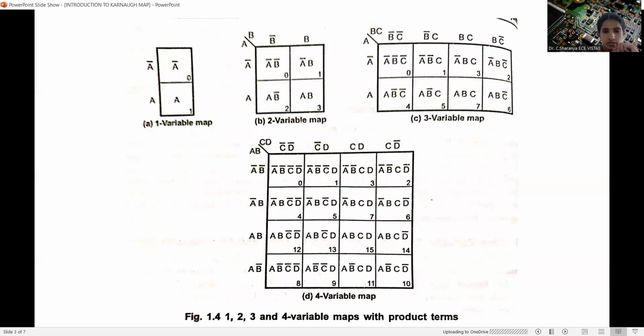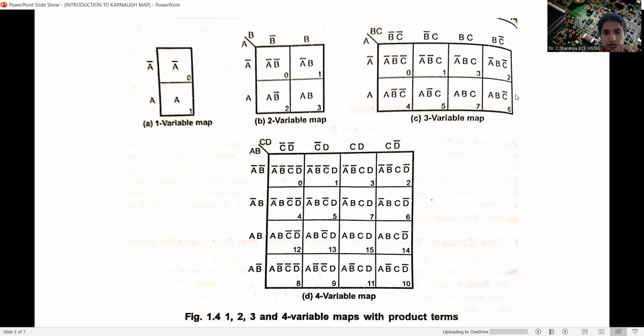So these are the product-wise representations. The first cell is the representation of A bar and B bar, which is numbered as 0. The second cell, numbered as 1, is a representation of A bar and B, in the two variable K-map. The third cell, numbered as 2, is a combination of A and B bar. Similarly, number 3 is represented as the product term of A and B.